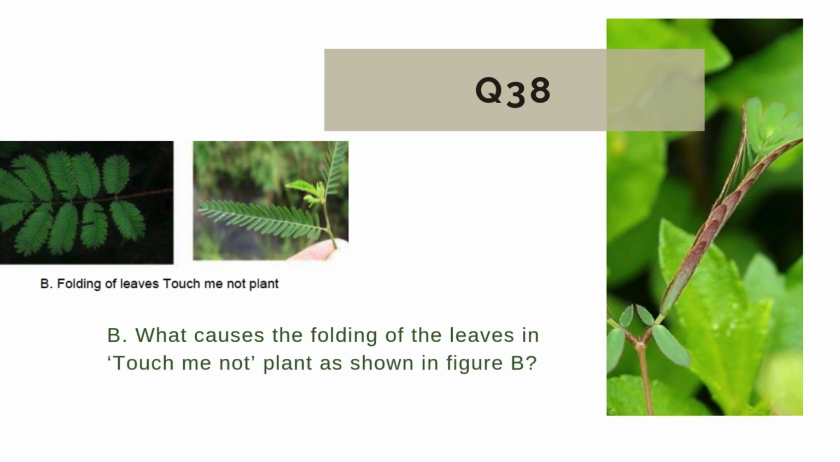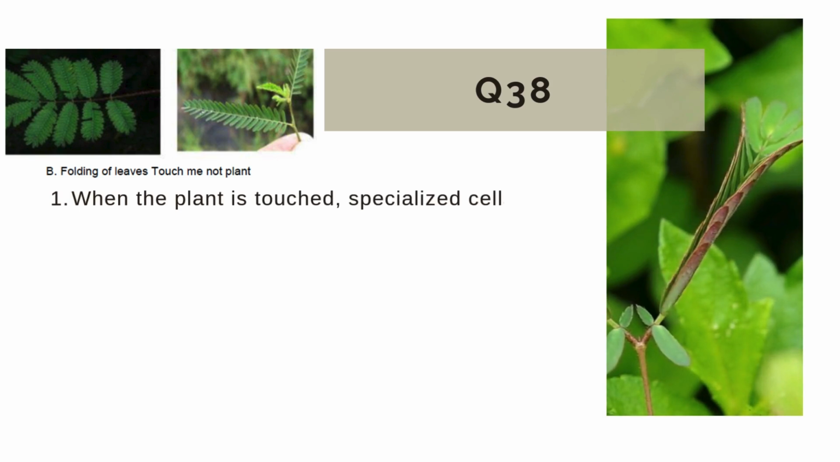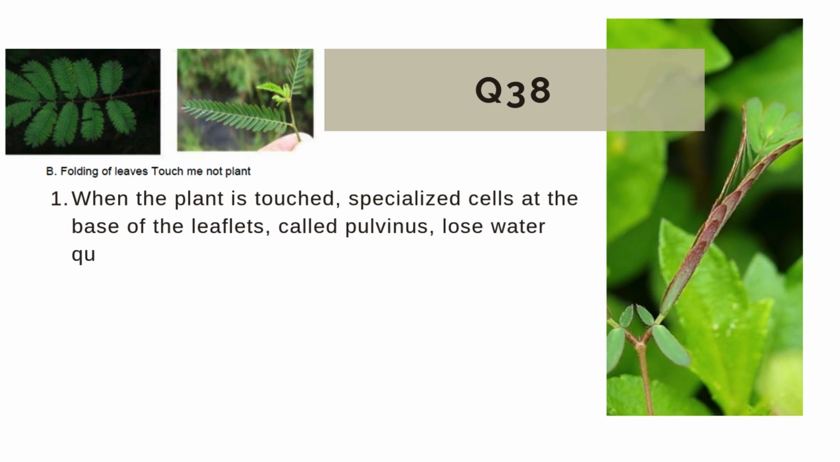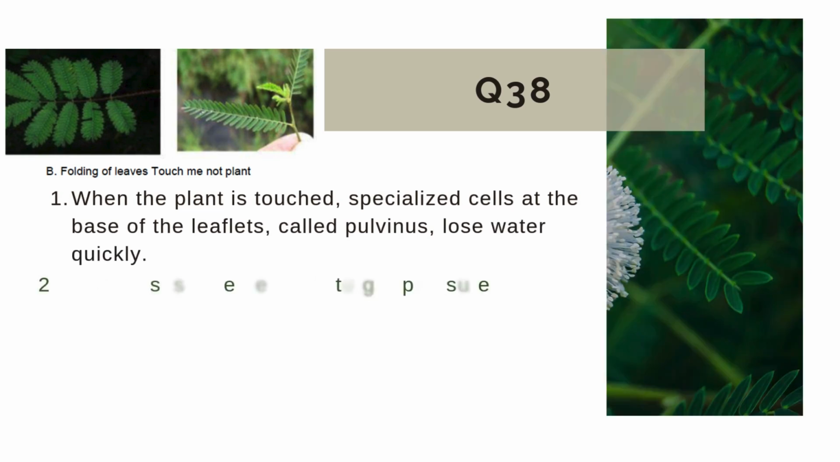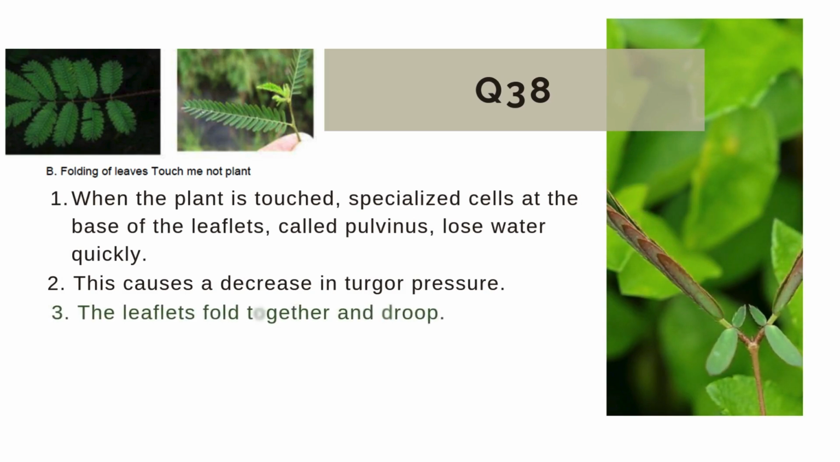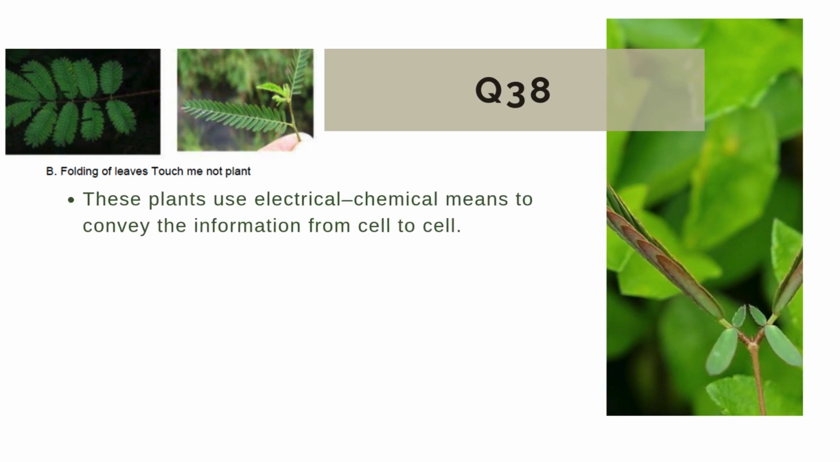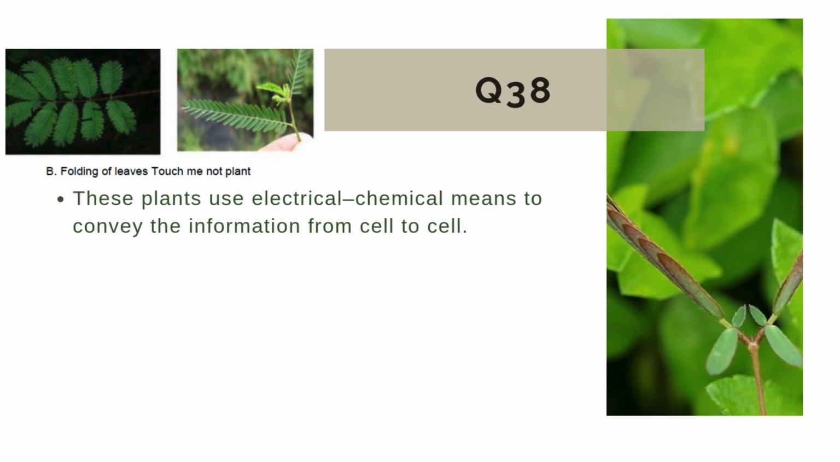Let's first see how it happens. When the plant is touched, specialized cells at the base of the leaflets called pulvinus lose water quickly. This causes a decrease in turgor pressure. The leaflets fold together and droop. Also note that these plants use electrical and chemical means to convey the information from cell to cell.